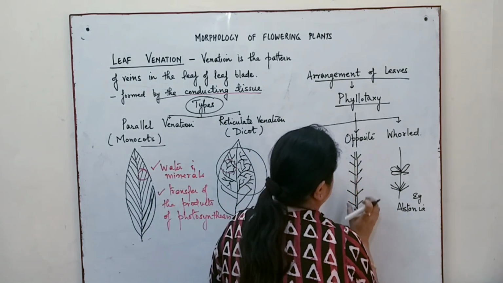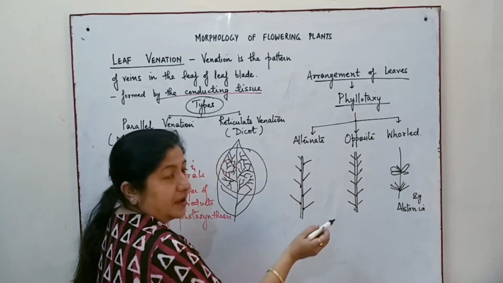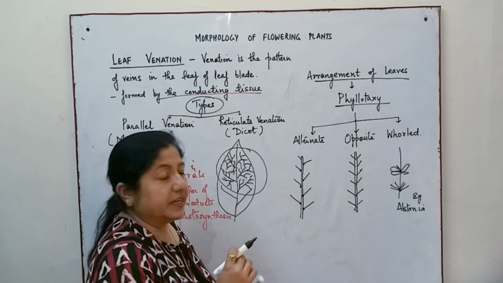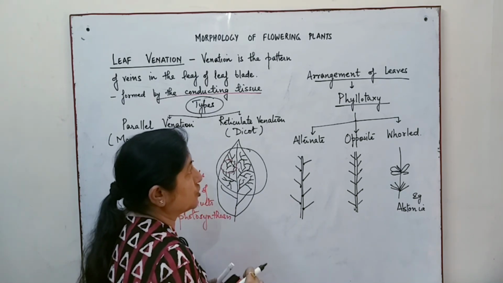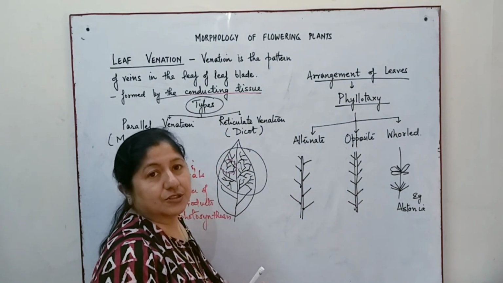Now, the opposite leaf arrangement is seen in different plants, and alternate is very common, where you find the leaves arranged alternate to each other. So the arrangement of the leaves is also important.